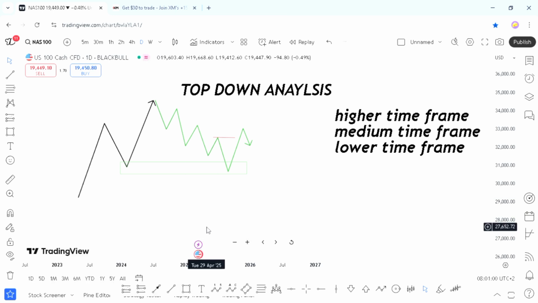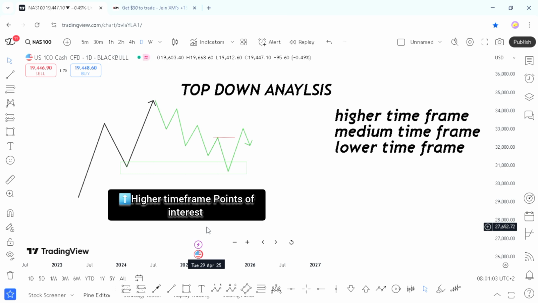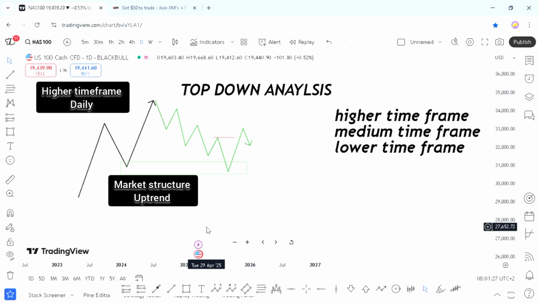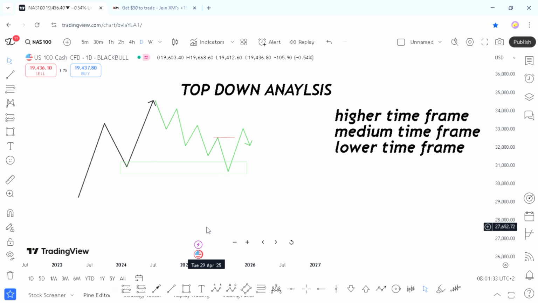Now the market is pulling back from the higher time frame points of interest. It's important, and it's so simple: the higher time frame points of interest are where you will be waiting for trading opportunities. So what I want you to notice is that price was in an uptrend on the daily time frame, and you try to get to an entry and trade this pullback to the upside.